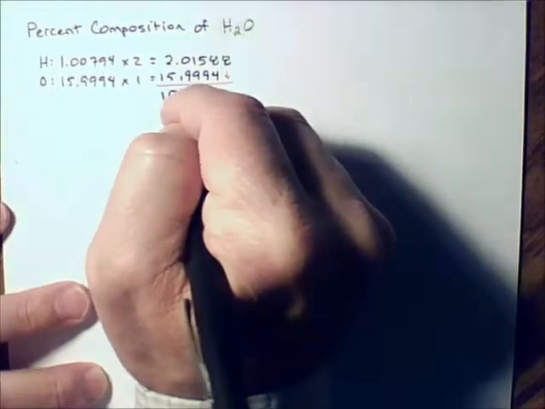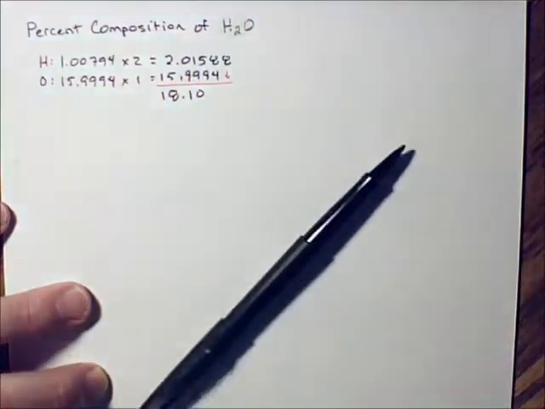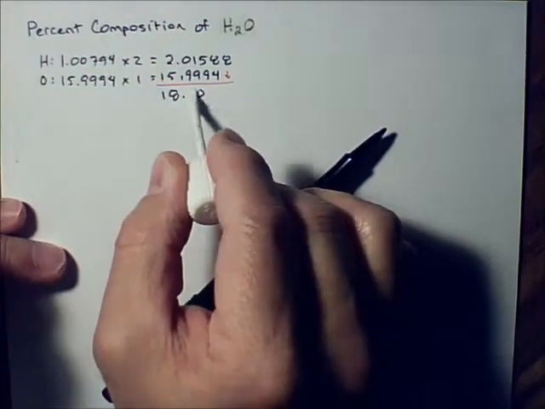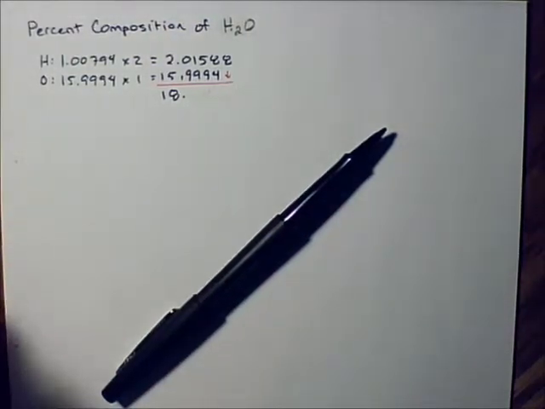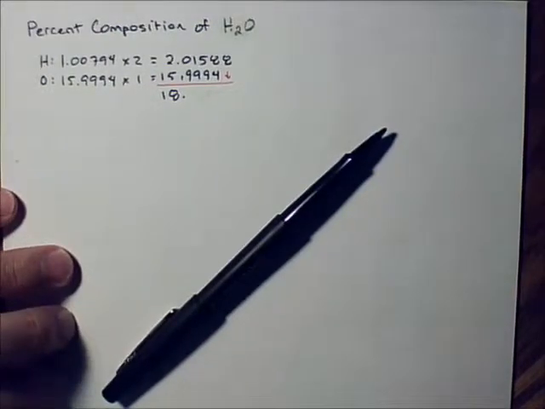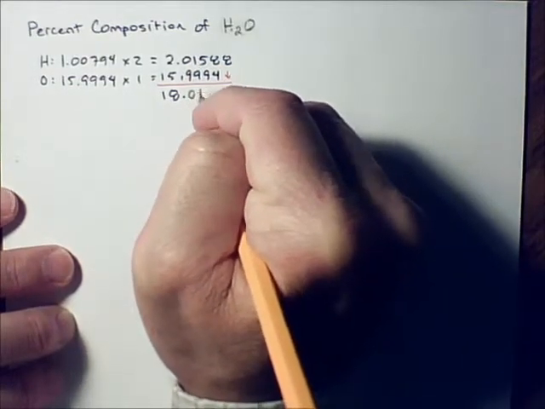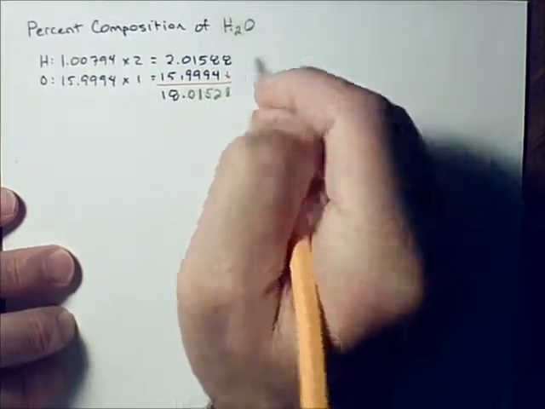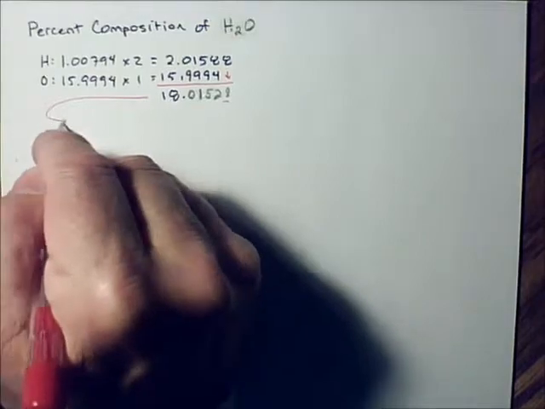So you add those together, you get 18.01, I'm sorry, it should be 01, shouldn't it? Not 528. Not 10, 01, 528. We're going to underline this last digit because we need to round it off.